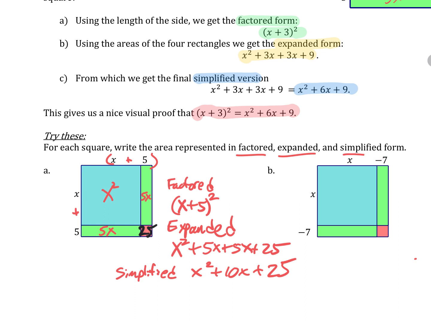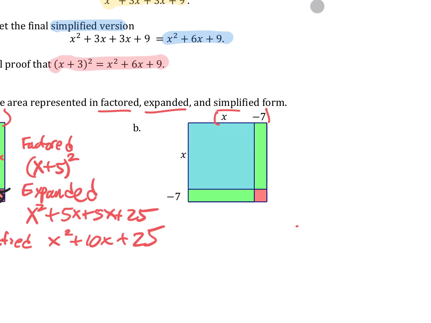If we have, in this case, we got a minus. Now, can you really have a negative length? No, you can't. But this is a model. And so the model is not perfect, but it does help us to kind of understand what's going on. So this is going to be x minus 7 squared.